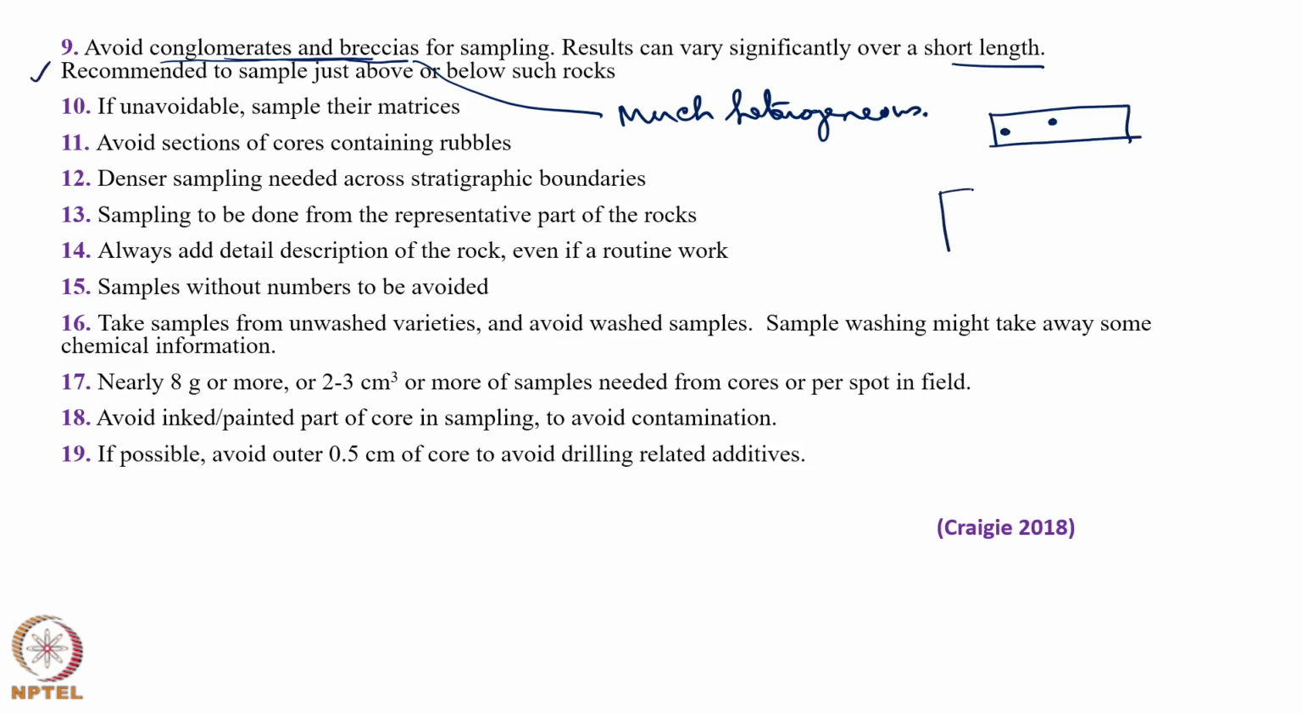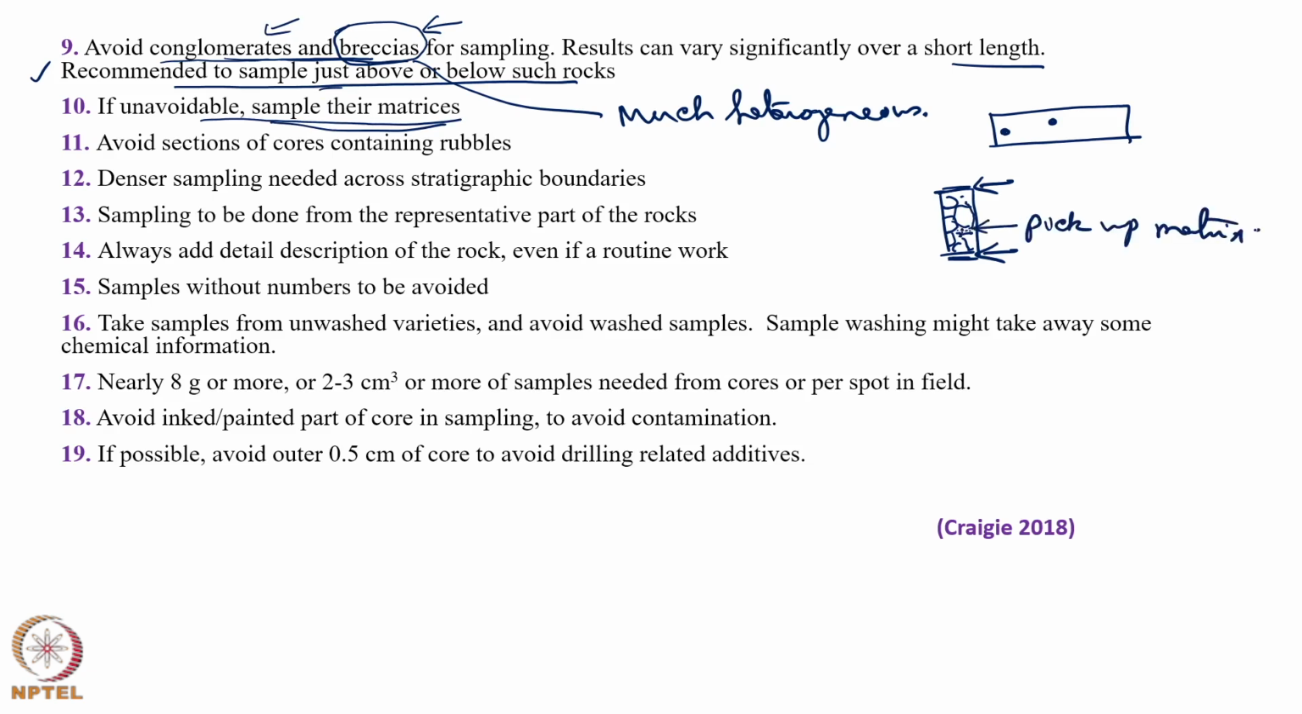if we are dealing with a conglomeratic section, do sampling immediately below it or immediately above it. That is what is said here. Same with the breccia. Breccias are angular rock fragments which can be produced due to faulting. And in case one cannot take the samples above and below the conglomerates and the breccias, then at least sample the matrices. In case of conglomerate, there are big clasts, and then there are smaller matrices here. Pick up this matrix for the geochemical studies.